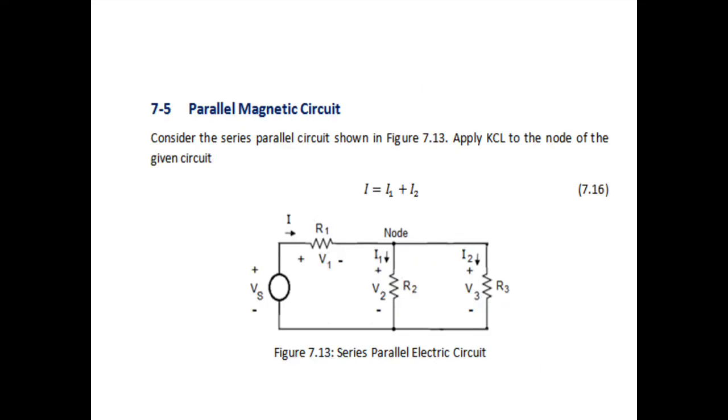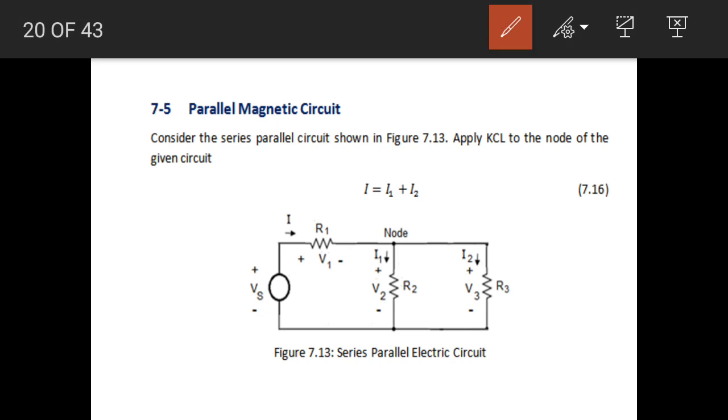Let us consider a parallel circuit. So we consider this particular parallel circuit. Okay, we have got a voltage source over here, we have got a resistance R1 over here, we have got a resistance R2 over here, and we have got a resistance R3 over here. So the total current in this particular parallel circuit is I. The total current divides into two parts at this particular node. The current in this branch is I1 and the current in this branch is I2.